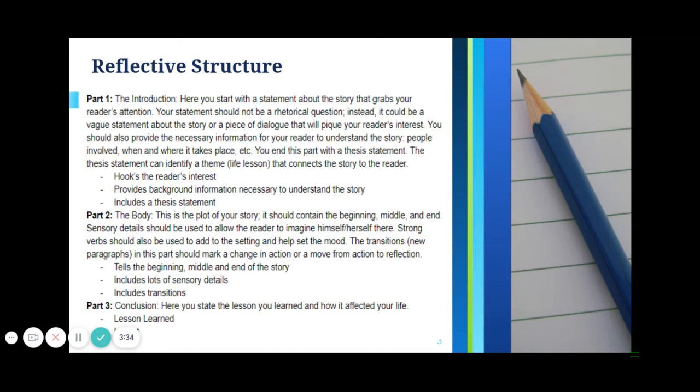So those are the 2 structures. Narrative is written more in kind of real time, with the beginning, middle, and end being part 1, 2, and 3. And reflective is written more as kind of what it sounds like, a reflection where you're looking back and focusing more on the lesson that you learned from that moment and how that lesson has impacted your life.